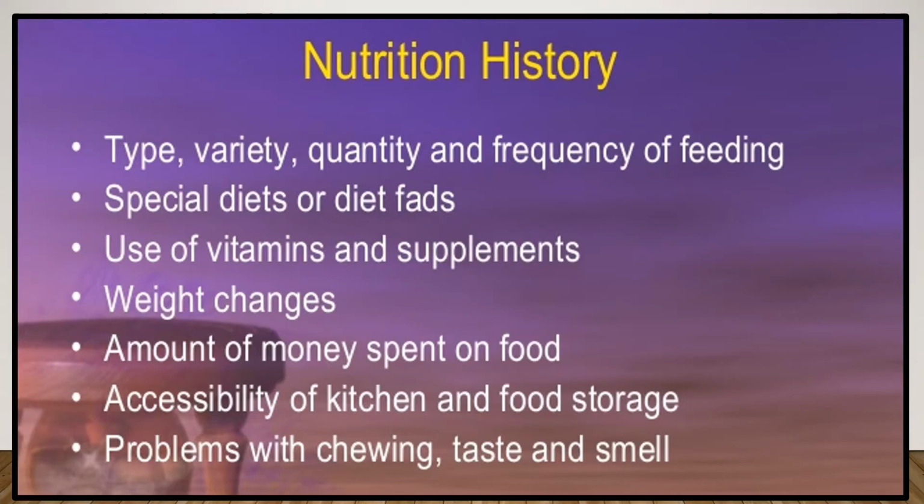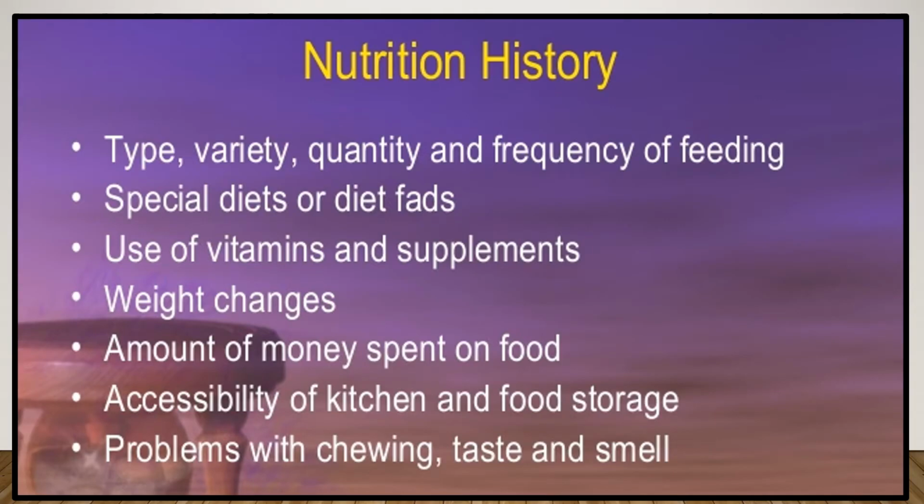One of the important domains that we must concentrate on while doing the comprehensive assessment is the nutritional history, which covers the types, quantity, and frequency of feeding, the special diet habits he is following, the use of vitamins or supplementation, and any weight changes, either losing or gaining weight. Also, if he is facing any financial problems so that he cannot feed himself or buy food, he will be exposed to malnutrition. We also check accessibility of the kitchen and food storage, and any physical problems that will affect nutritional intake or feeding, such as any problem within the mouth or the digestive system.